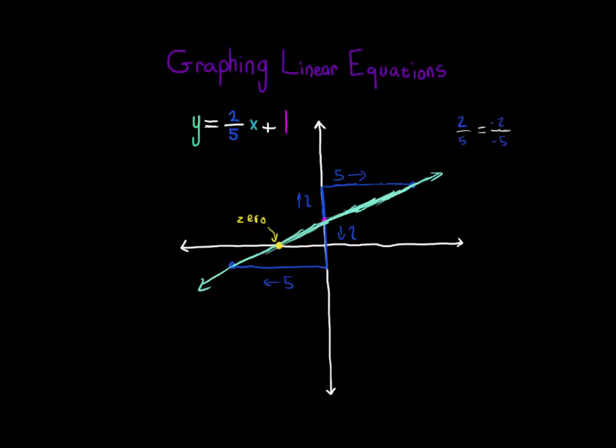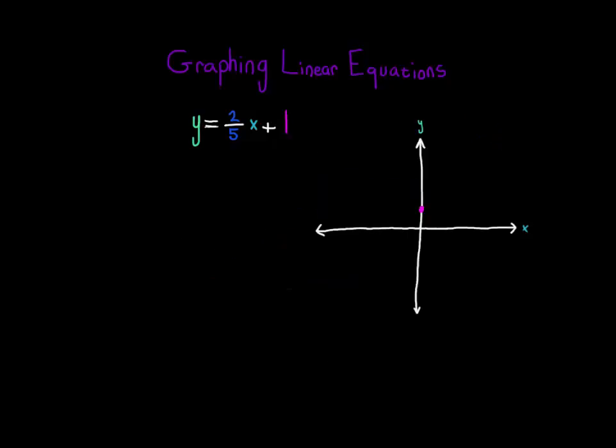Now I'm going to clean this up a little bit so we can take a closer look at the connection between the equation and its graph. Again, we start with the y-intercept. This is the location of the line when the value of x is equal to 0. Here I've used substitution for the value of x to find the value of y when x is equal to 0. 0 times 2/5 is 0, which means that when x is equal to 0, y is equal to 1, and thus we have our y-intercept.